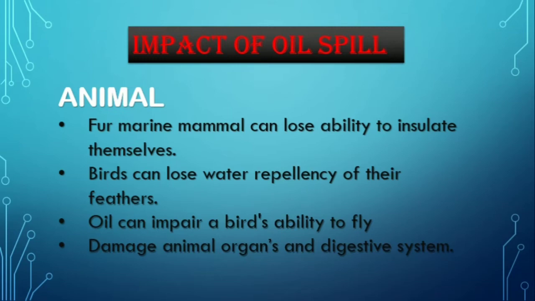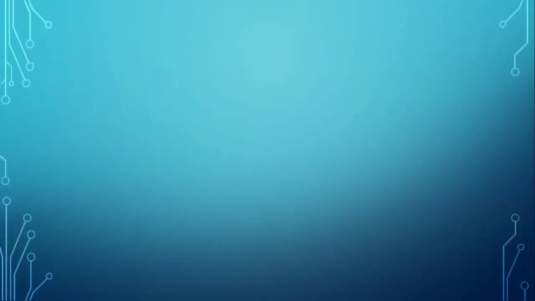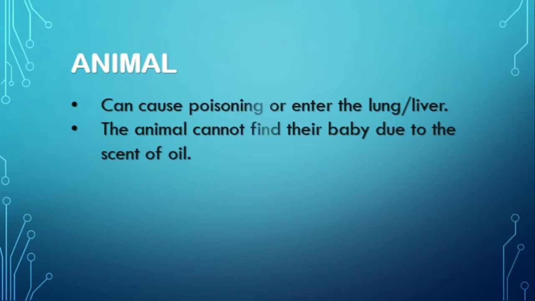Together with their diminished foraging capacity, this can rapidly result in dehydration and metabolic imbalance. Some birds exposed to petroleum also experience changes in their hormonal balance, including changes in their luteinizing protein. The majority of birds affected by oil spills die from complications without human intervention. Animals can be poisoned and may die from oil entering the lung or liver. Animals who rely on scent to find their babies or mother cannot, due to the strong scent of the oil. This causes a baby to be rejected and abandoned, leaving the baby to starve and eventually die.